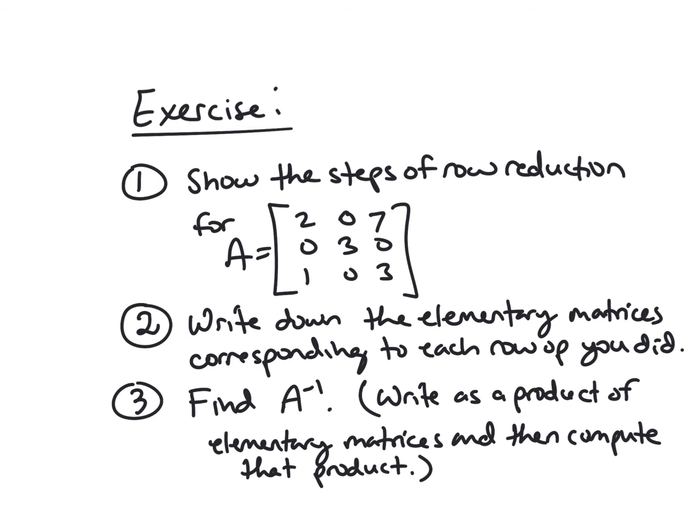And then the last step is to find A inverse. You should write it as the product of those elementary matrices. Make sure you have it in the order that you are doing them when you're thinking about the multiplication. And then actually compute that product. I got 4 matrices, so multiply those 4 together and see the one matrix that you end up getting.